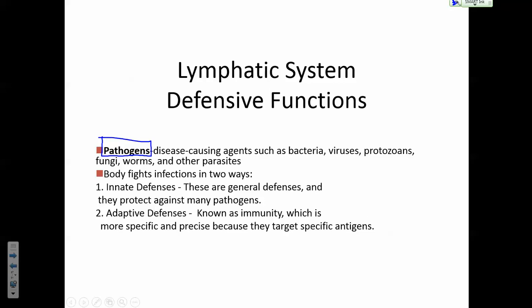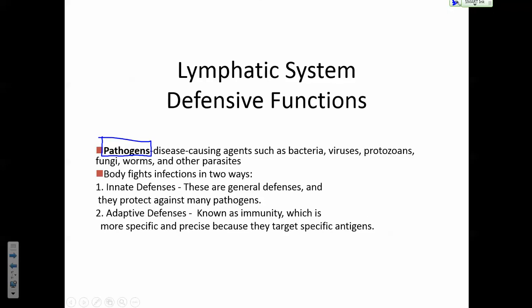Adaptive defense. This is what the immune system is known for, and that's where your body produces chemicals which fight specific foreign antigens. Okay? An antigen is just a chemical that can be found on pathogens. An antigen is just any chemical, regardless of where it's located. If it causes you to produce antibodies against it, it's called an antigen, a foreign antigen. We talked about that in the last unit a little bit when we were doing the blood group antigens.